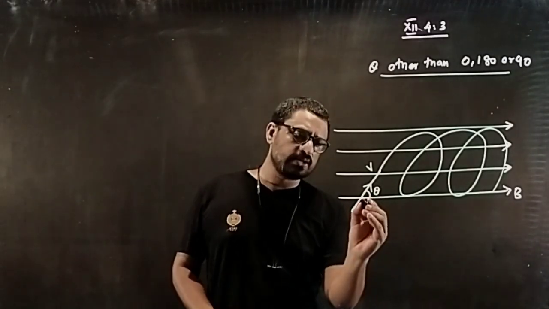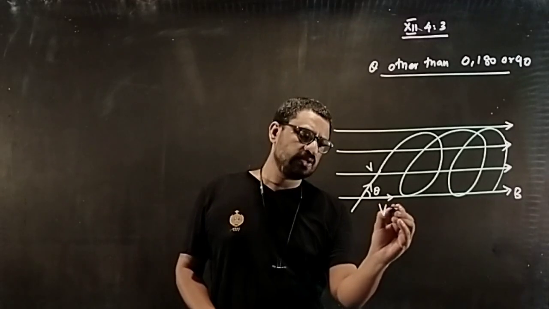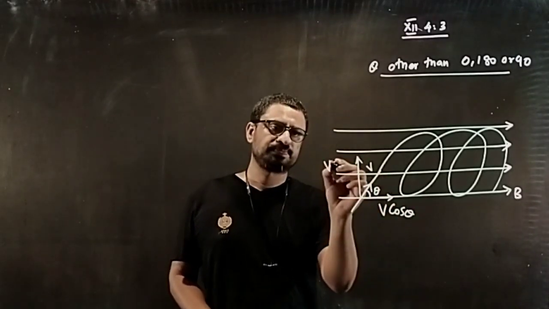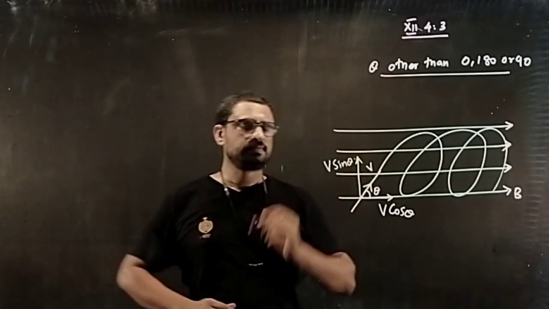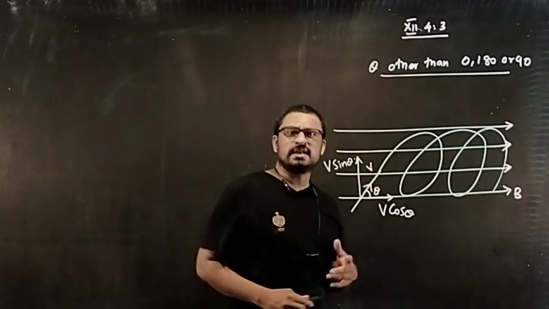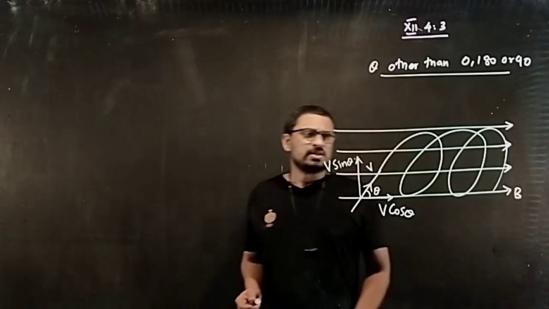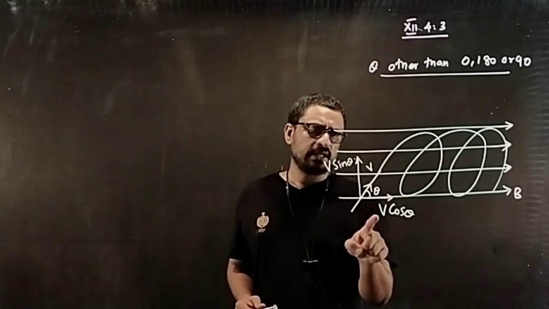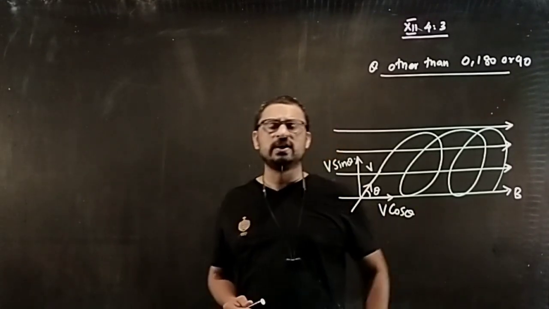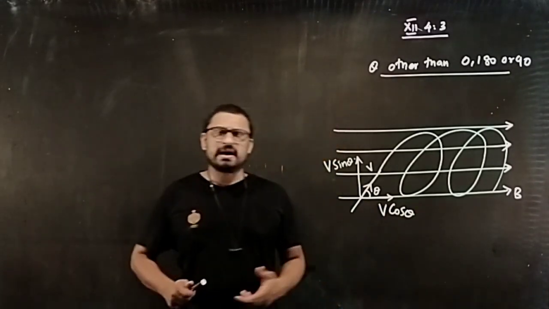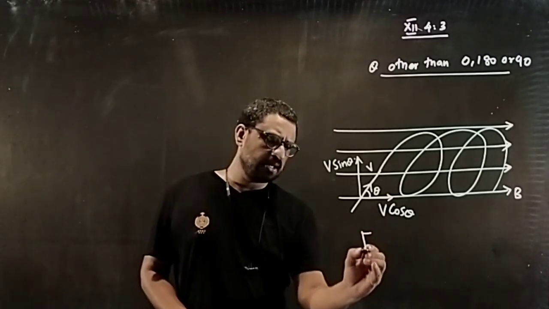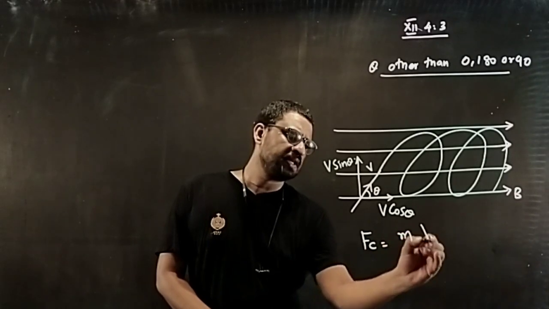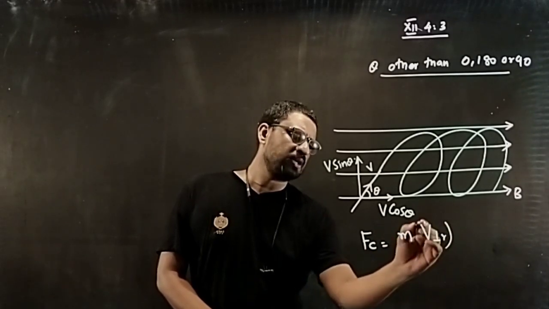This velocity you can resolve it into two components. One is v cos theta and the other is v sin theta. So the velocity which is perpendicular to the field is v sin theta, and the velocity which is along the direction of the field is v cos theta. And I told you the magnetic Lorentz force will be providing the centripetal force. Actually, do you know what is centripetal force? Centripetal force is m v perpendicular square by r.